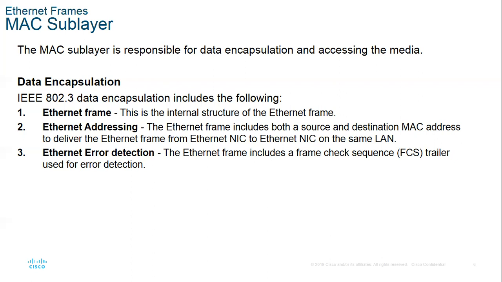The third point is how Ethernet is going to detect errors to be able to recover from them. This is provided by a frame check sequence, or FCS, put at the end of an Ethernet frame, called the trailer. And the aim of the FCS is to detect errors.